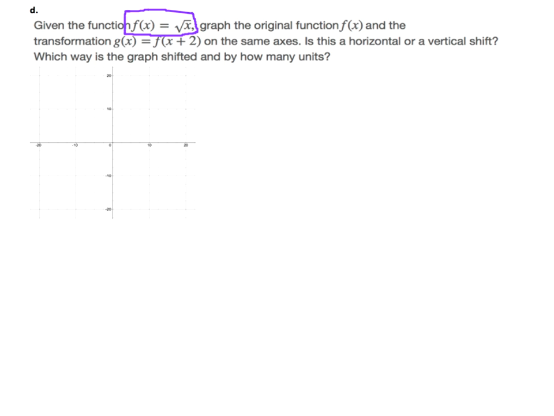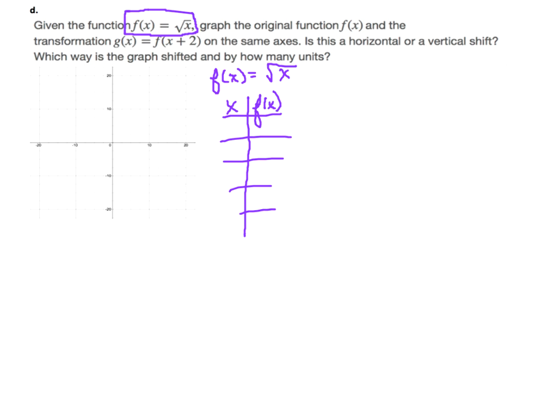I will do our toolbox function in purple. So we have our toolbox function, f of x equals the square root of x. So here's our general f of x table for that. I want to choose perfect squares to take the square root of. So 0, 1, 4, 9, and 16 are my input values. The square root of 0 is 0. Square root of 1 is 1. Square root of 4 is 2. Square root of 9 is 3. And square root of 16 is 4.